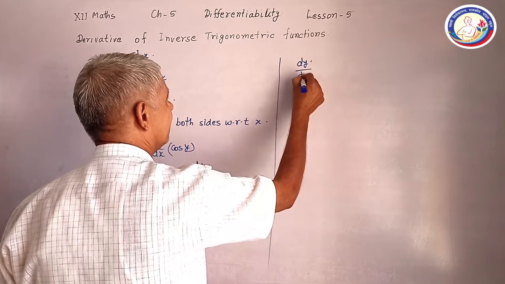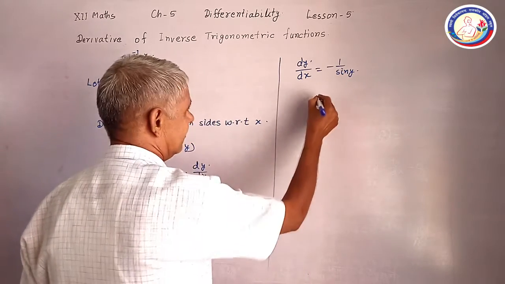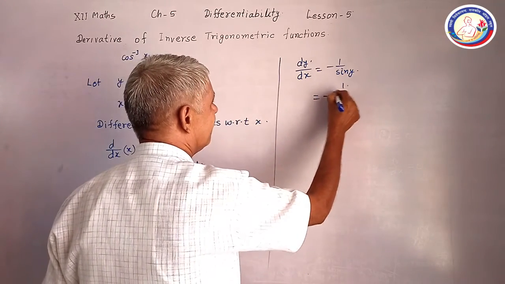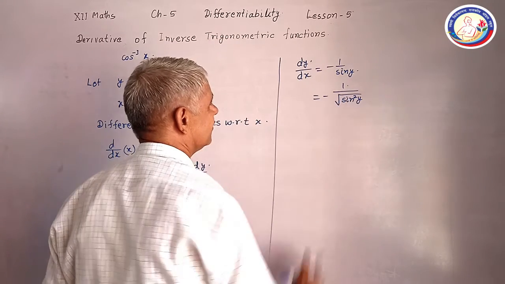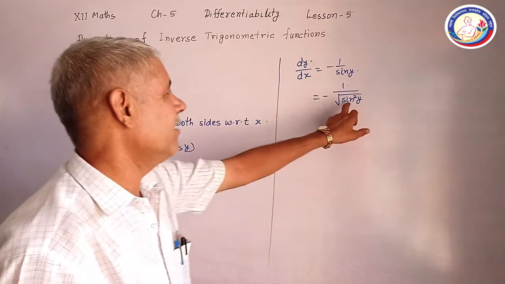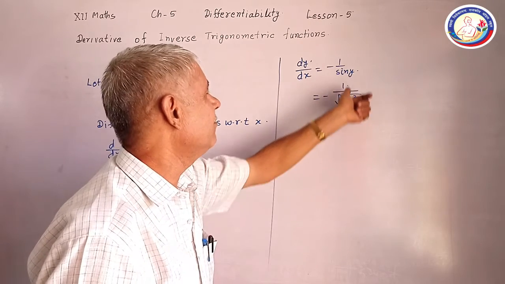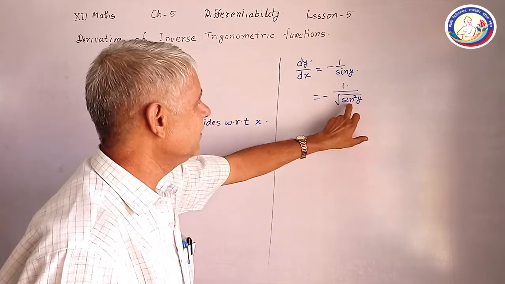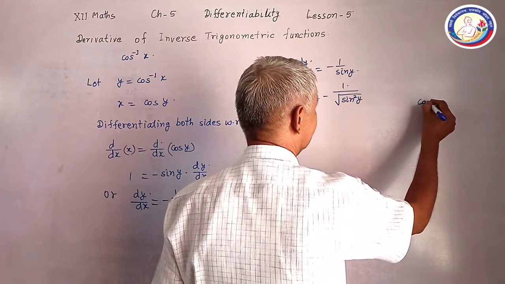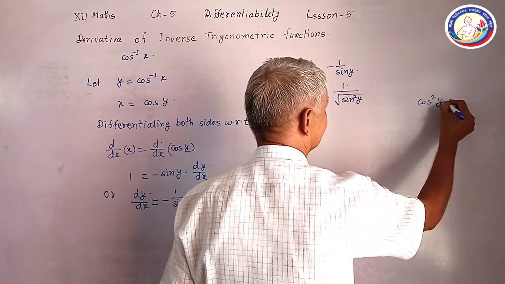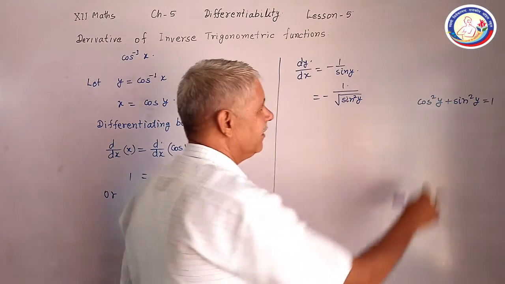Derivative of y with respect to x is equal to minus 1 upon sine y. I can write it as 1 upon square root of sine square y. If we find the square root, we will have again this. Why am I changing this? Because we have a fundamental identity: cos square y plus sine square y equal to 1, where the angle is given in y.